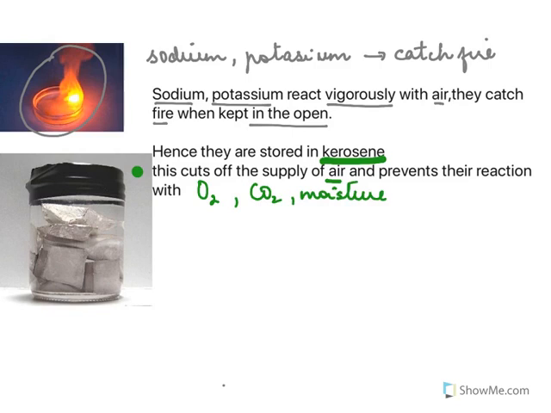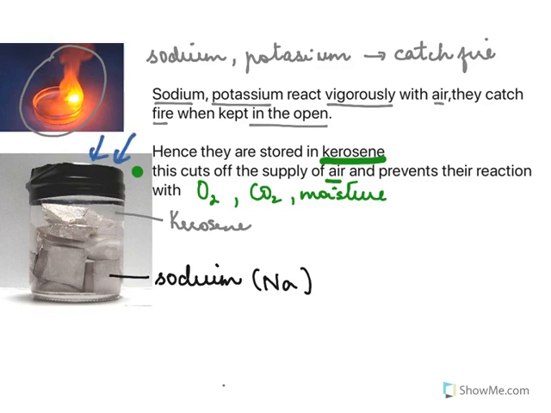So in this picture you can see this is sodium. The symbol is Na and it is kept in kerosene. You cannot keep it in the open, it will catch fire. This kerosene cuts off the supply of air. The air cannot enter this bottle because of this kerosene. So sodium is unable to react with oxygen, carbon dioxide and moisture in the air.